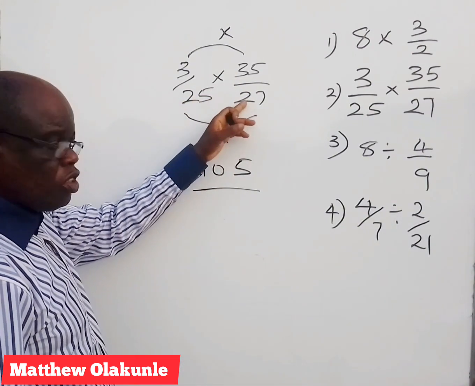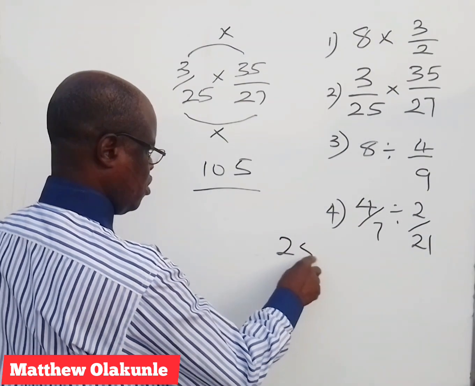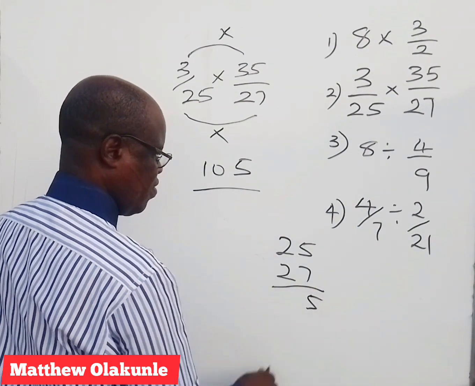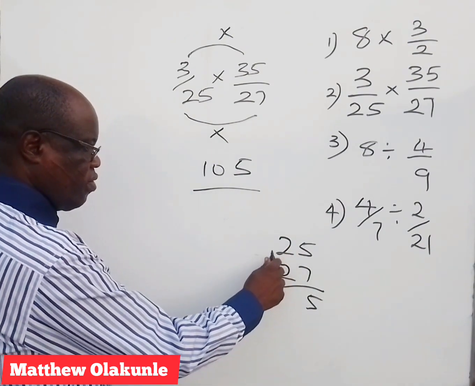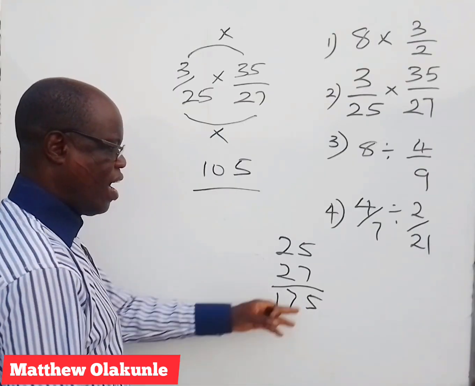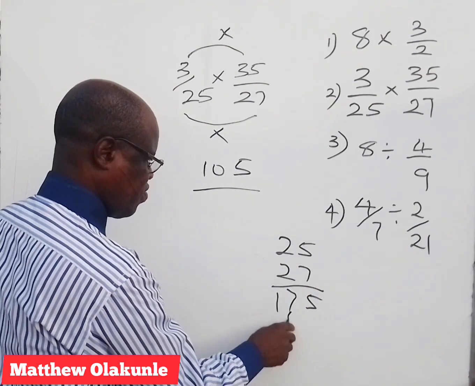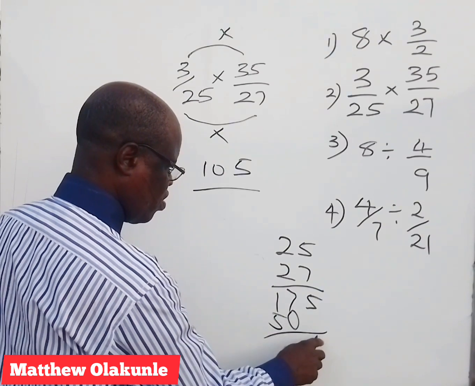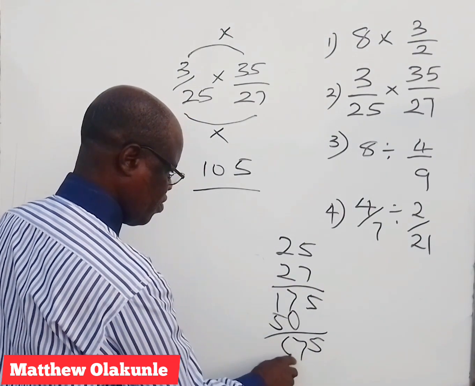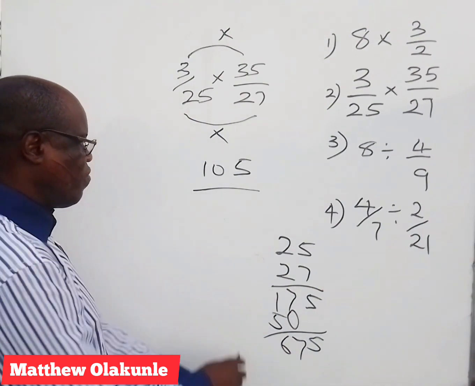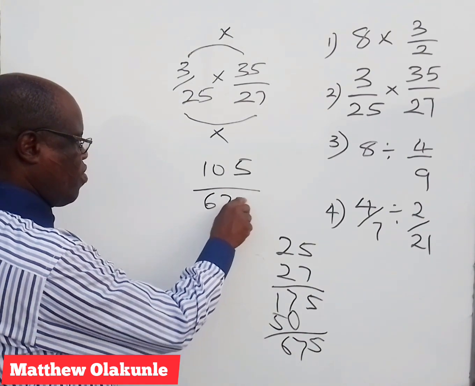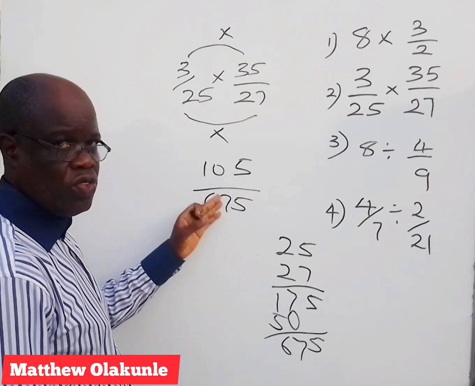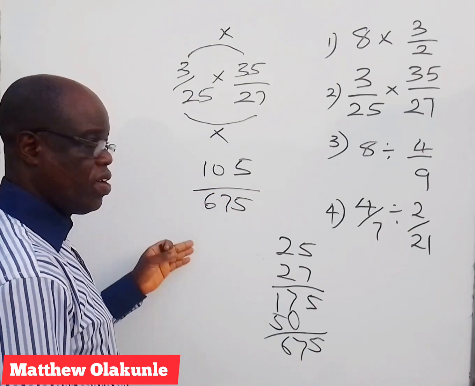Then 25 multiplied by 27. 7 times 5 is 35. 7 times 2 is 14. Then you add 3 here, 2 times 5 is 10. 2 times 2 is 4 plus 1, 5. So we have 675. Then after that, you begin to simplify it to the lowest fraction.